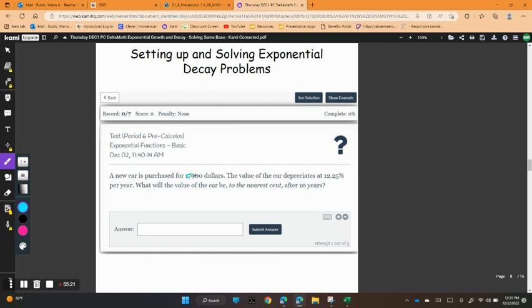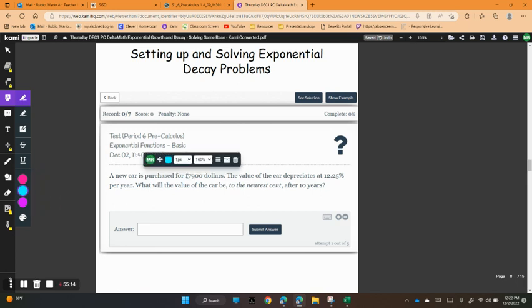So what do we say? A new car purchased for, well, I want the highlighter. A new car purchased for 17,900. Oh, it's a pretty good deal on a car. I guess I'd pay a little bit more for ours. So the value of the car depreciates. So this is the key word right here.